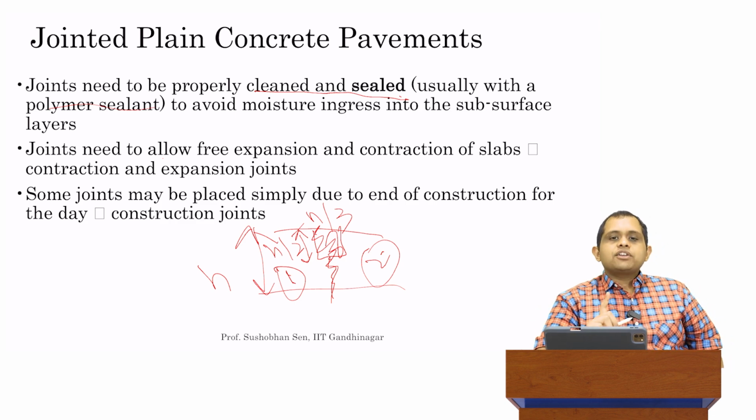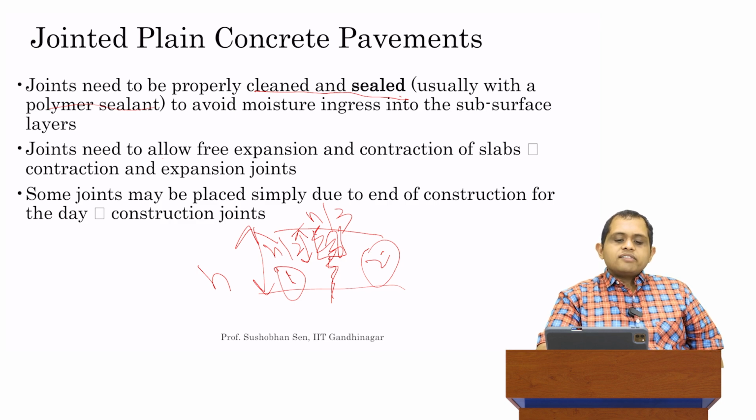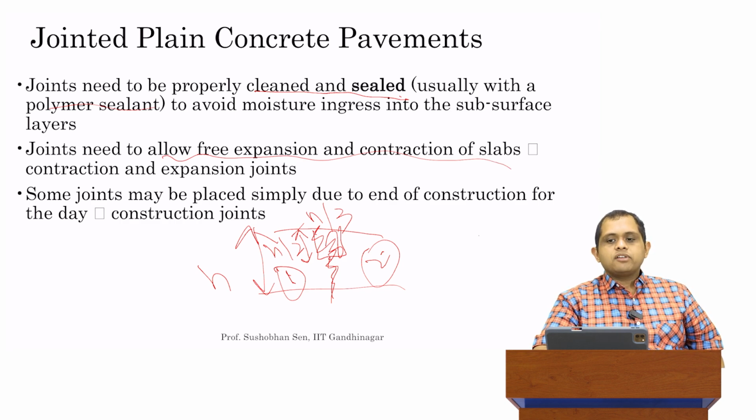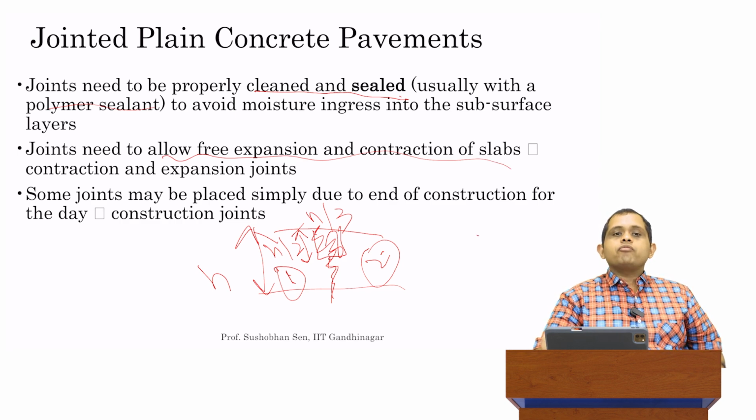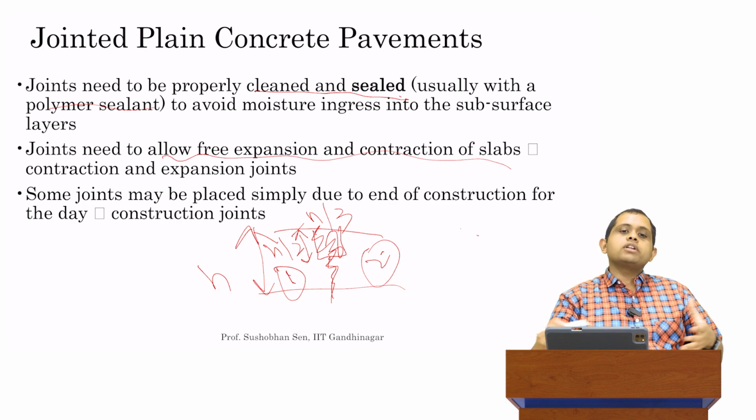This is actually an extremely important step. Without sealing off the joint, the subgrade is left completely exposed to moisture. Within one monsoon cycle, you would have a very damaged pavement. You must seal off the joints in order to prevent that sort of moisture damage from happening. Now, in addition to reducing stress, joints also need to allow free expansion and contraction of slabs. What that means is that when the slab is heated, as we know, when all materials are heated, they expand, and when they're cooled, they contract.